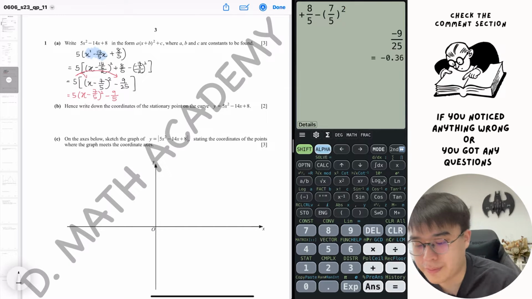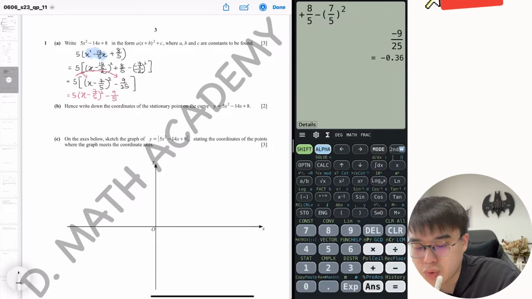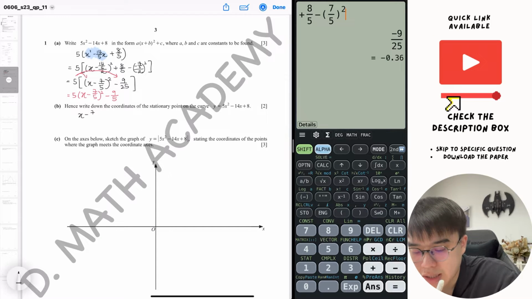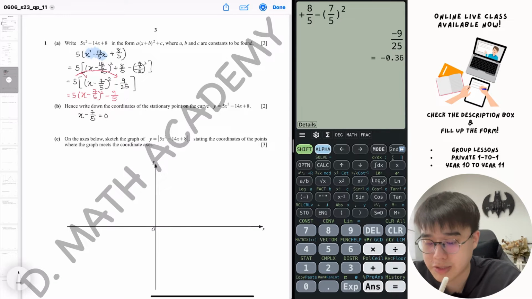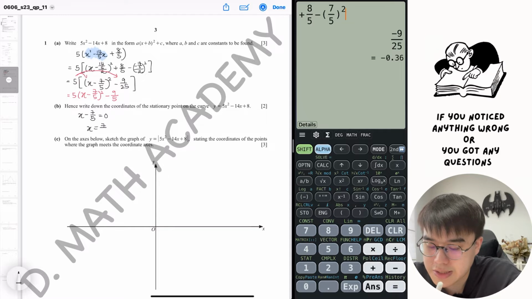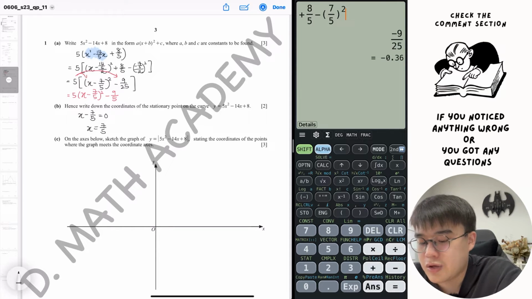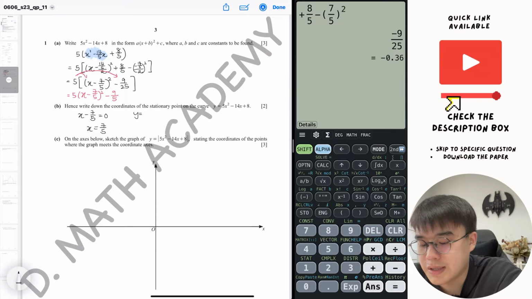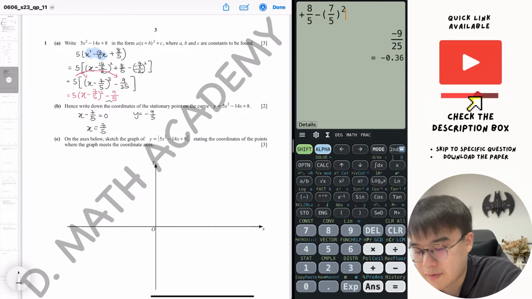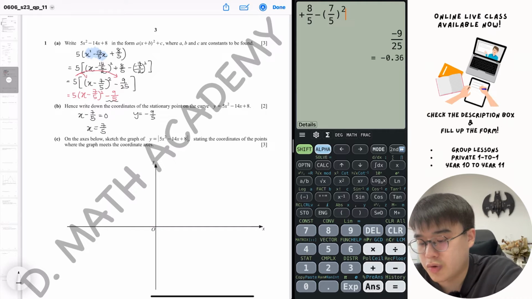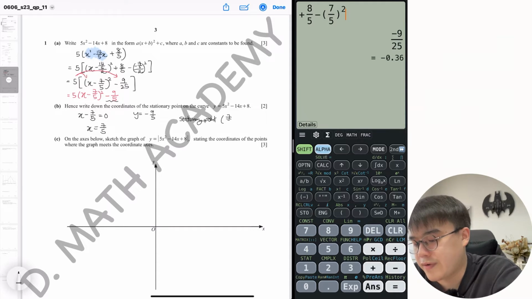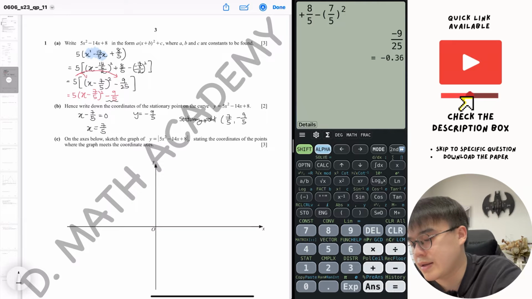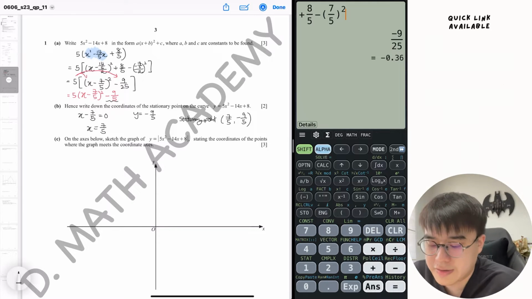Moving on to stationary points. For this, you must also know how to find the x coordinate. It is by copying out whatever was inside the brackets of your completing the square. When you readjust, you get 7 over 5 here, and your y value will actually be the constant that you have at the top. So your final answer for the stationary point will be 7 over 5, negative 9 over 5.